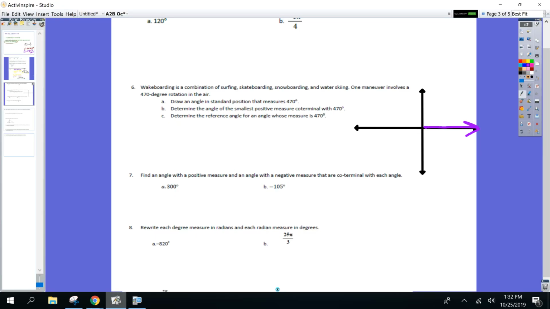Again, closer to 90 or 180? 90, yep. I'm going to be picky on Monday. Make it closer to 90. What am I still missing from my diagram? Rotation arrow, right? And again, this is 470, not 110, so I just can't go from here to here. Got to go around. There you go. There's part A.